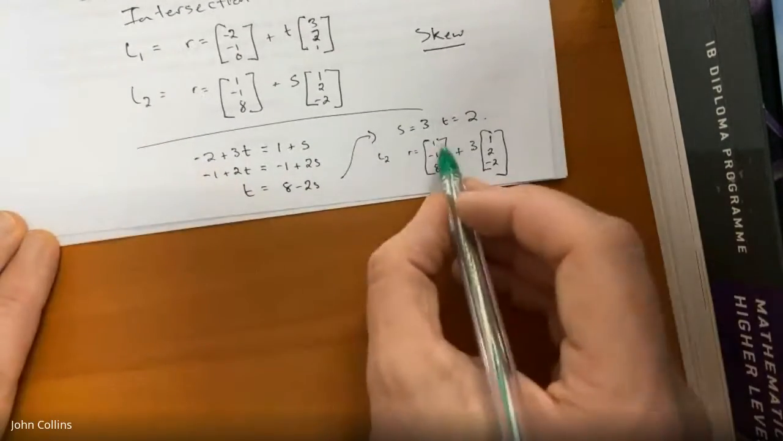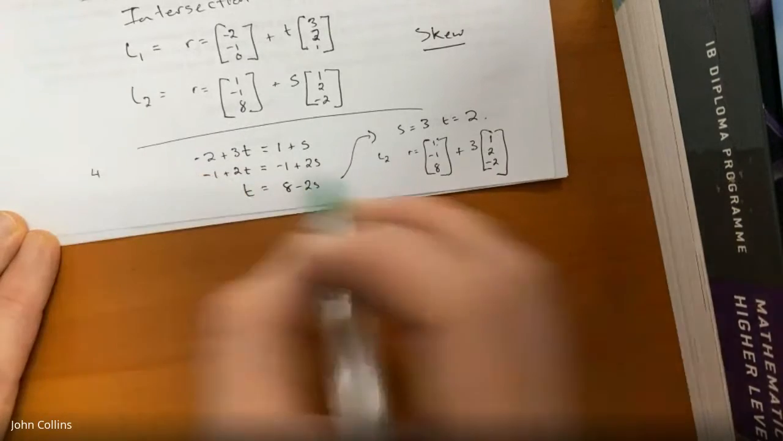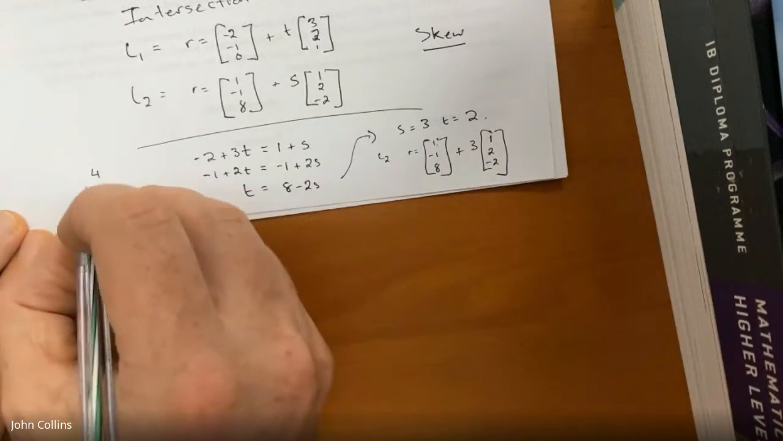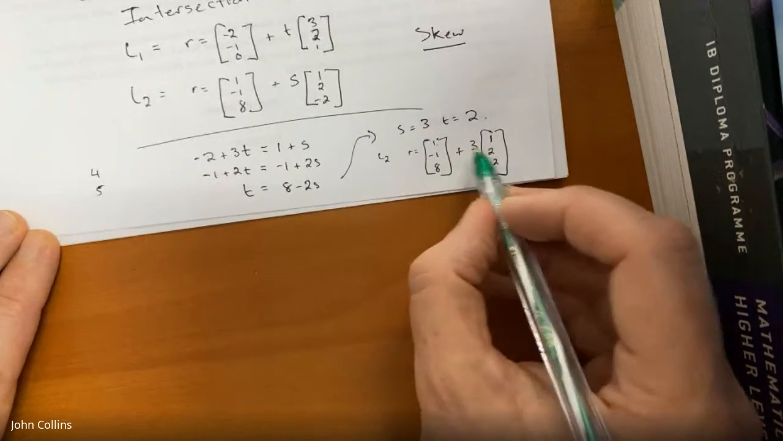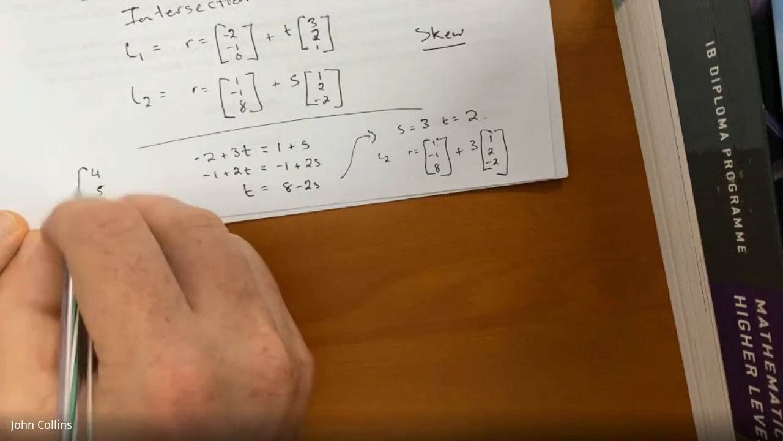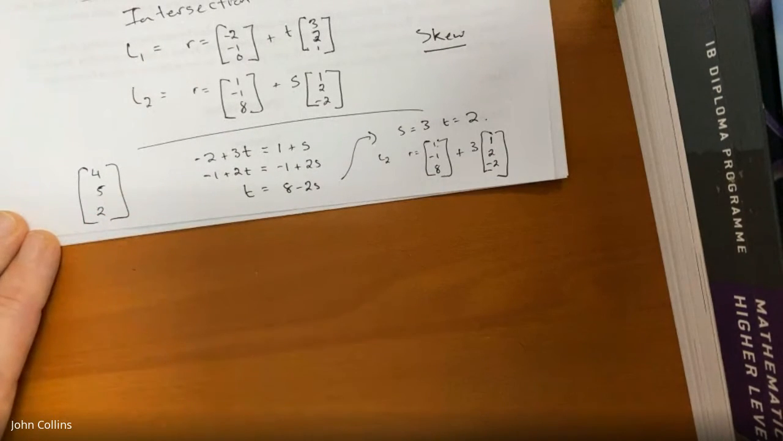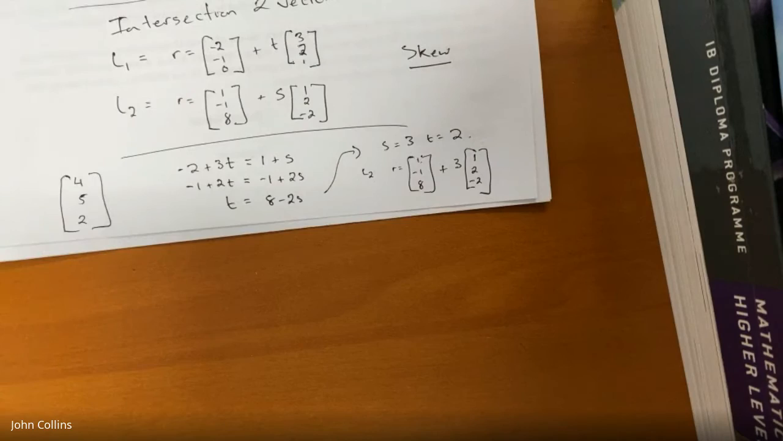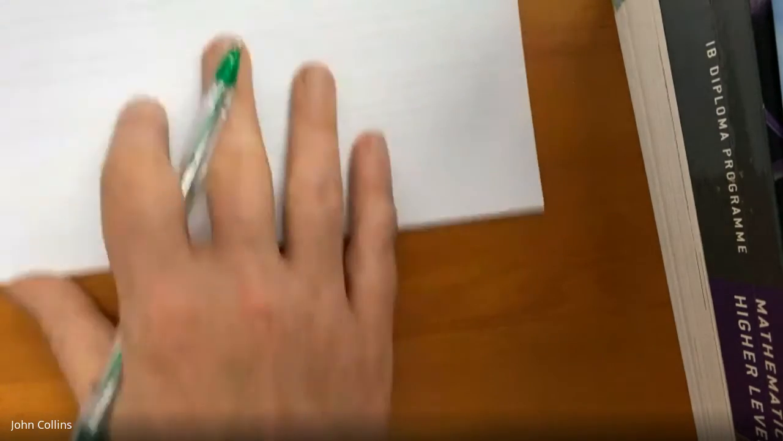So the point of the meet is 1 plus 3 times 1, which would be 4. Minus 1 plus 3 times 2, which would be 5. And 8 plus 3 times negative 2, which would be 8 take away 6, which is 2. So this is the position, the intersection of those 2 lines, the coordinate. That is the vector coordinate of that point. So that's how you find the intersection of 2 vector lines. You form the parametrics and let them equal to each other. Okay.